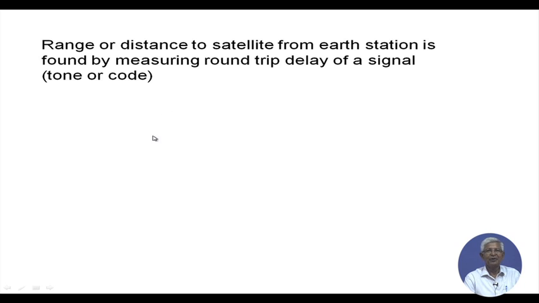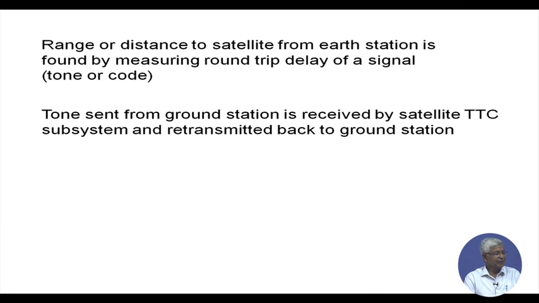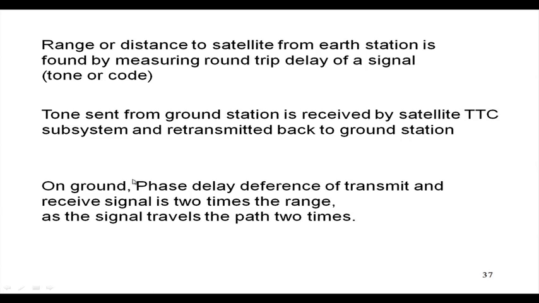That signal could be a tone, that is a pure single frequency, or a code. A tone is sent from the ground station, received by the satellite TTC subsystem and retransmitted back to the ground. Whatever tone is sent, it is sent back to the ground. You can measure the phase delay, that is the delay from the time of sending to the reception, and from the delay, assuming that the electromagnetic wave is traveling at the velocity of light, you can find out the total path it has traveled. Divide by 2, because it has gone up and down, and that will give you the range. It is very simple.